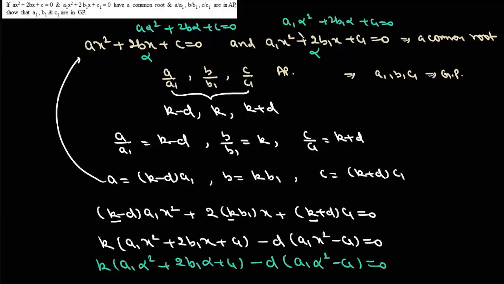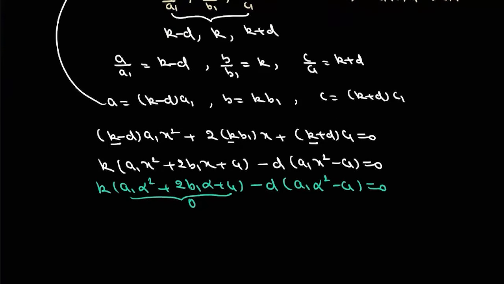Now we know that a1 alpha square plus 2b1 alpha plus c1 is 0. So this value will be 0. So from here the condition that we get is a1 alpha square minus c1 equals 0, or alpha square is c1 by a1, that is alpha is under root c1 by a1.